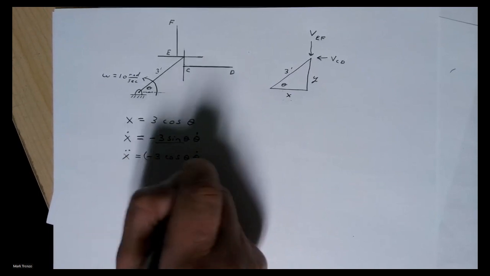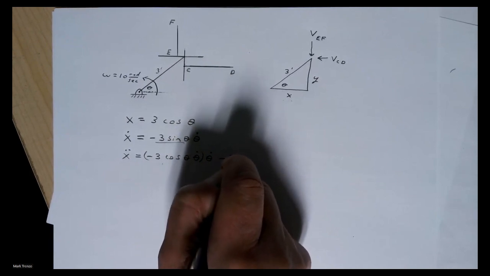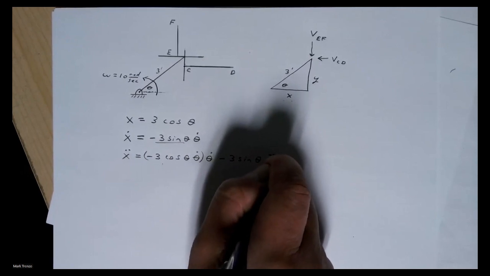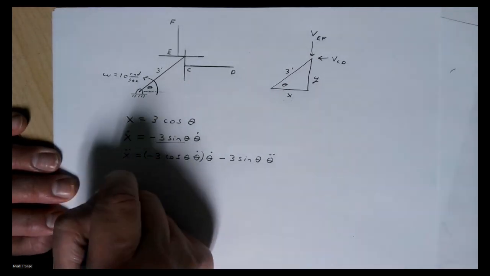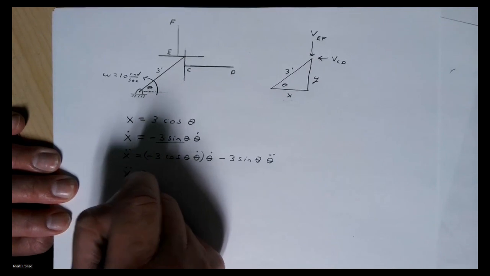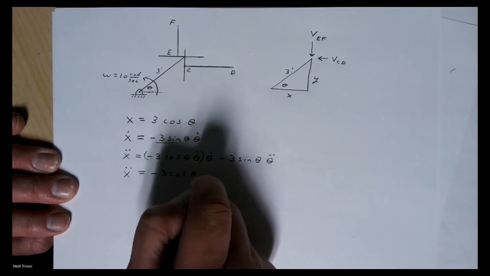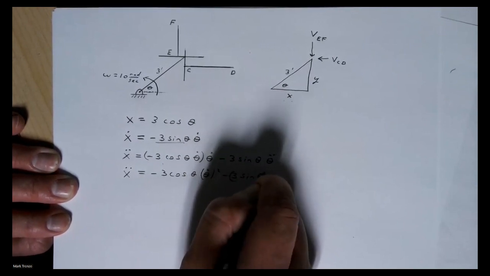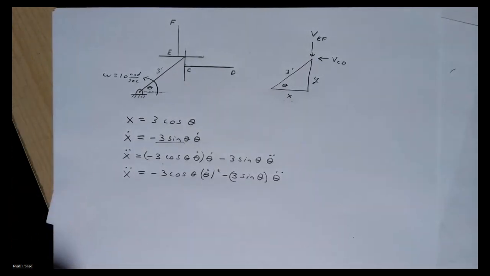Again, that's the derivative of the first right there, times the second, plus the first, times the derivative of the second, like this. And we could put these theta dots together just to make it look kind of nice. Minus 3 cos theta theta dot squared, minus 3 sine theta theta double dot. So now let's apply what we have.